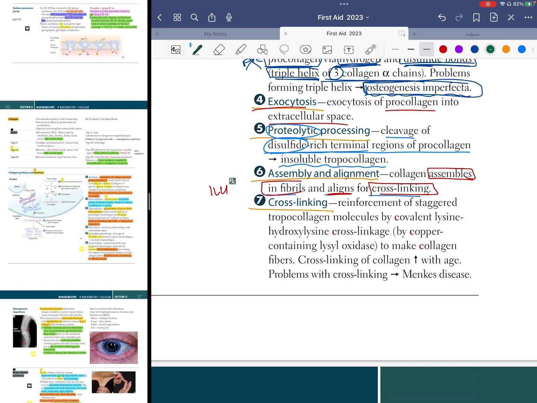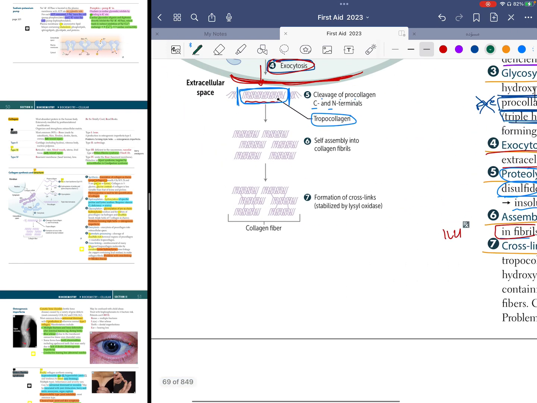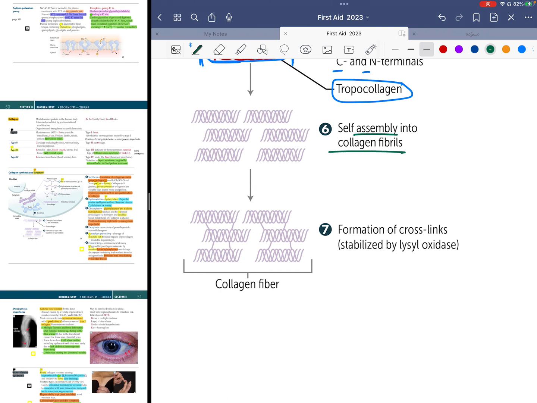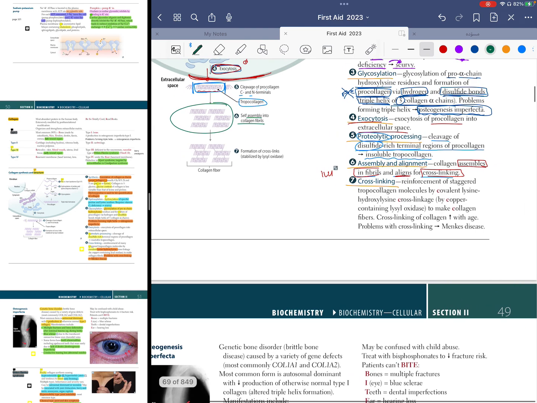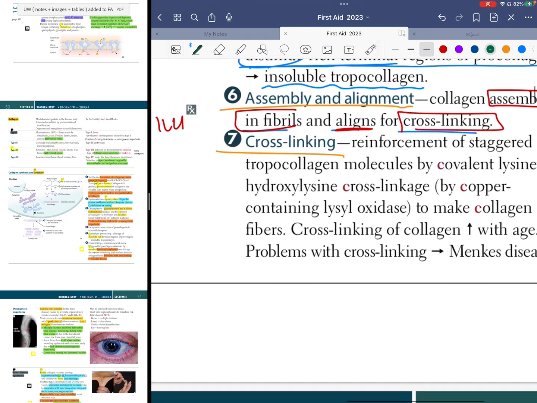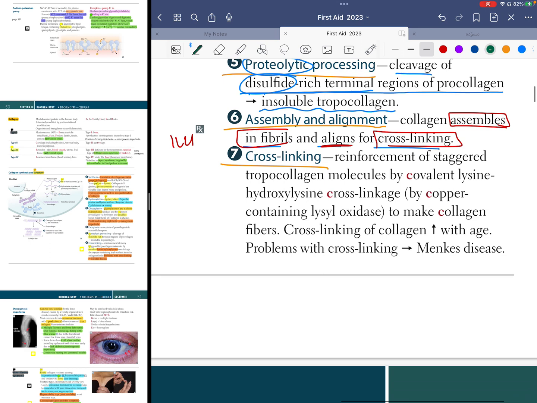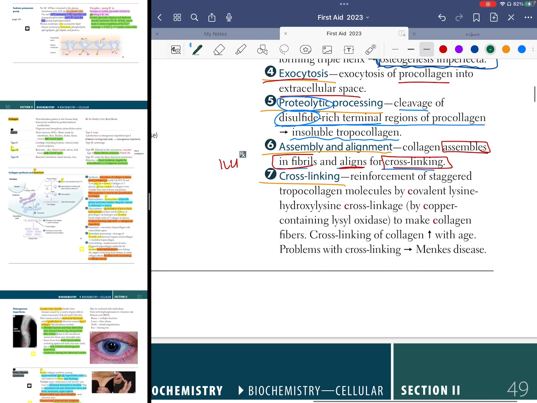Finally, we have the cross-linking. Okay, so number 6, self-assembly in collagen fibrils. For the cross-linking, it's reinforcement of staggered tropocollagen molecules by covalent lysine and hydroxylysine cross-linkage, by copper-containing lysyl oxidase.